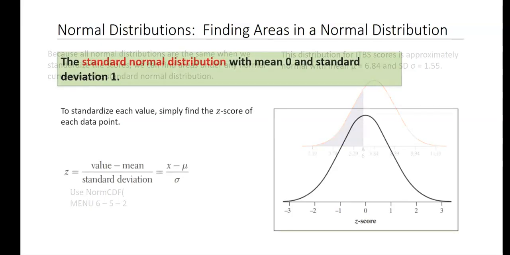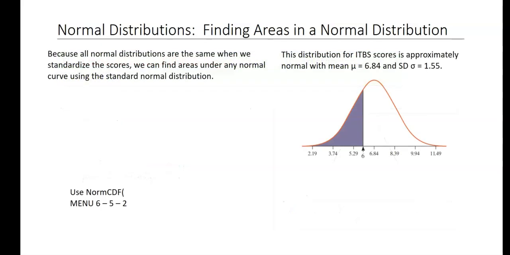So we can use the z-score equation. We learned that the other day. So if you want to write that down again, you got it. It's the value minus the mean divided by the standard deviation to find the z-score. Because all normal distributions are the same when we standardize scores, we can find areas under the normal curve.